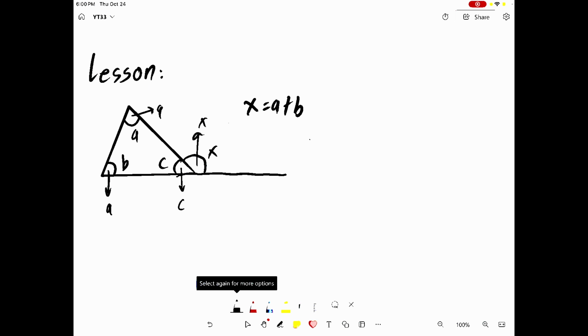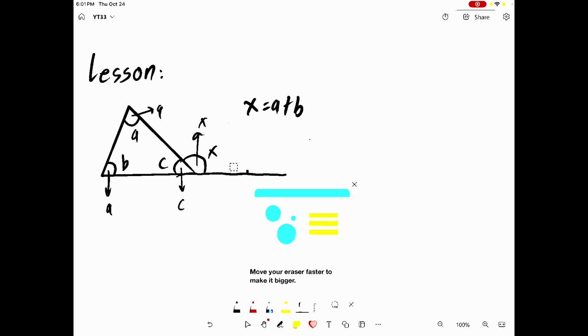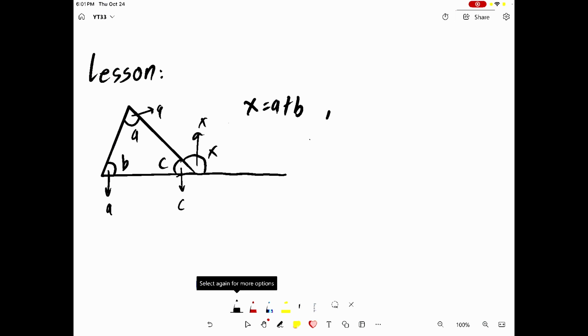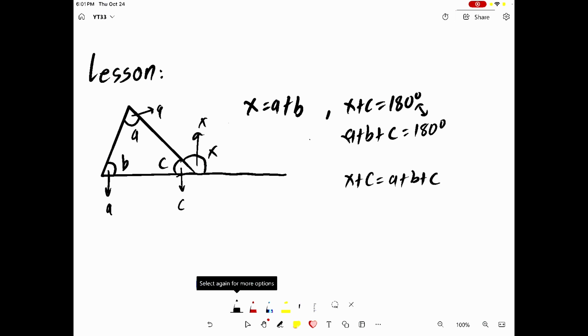Since the line on the bottom is a straight line, the angle is 180 degrees for the full line. So two adjacent angles that intersect both parts of the line, essentially C and X, would be equal to 180 degrees if you added up the angles. So X plus C is equal to 180 degrees. The interior angles of a triangle, the sum of their angle measures, is also 180 degrees. So A plus B plus C is equal to 180 degrees. Since they're both equal to 180 degrees, they should be equal to each other. So X plus C is equal to A plus B plus C. Then you subtract C from both sides, so you get X is equal to A plus B, which is the original proof.